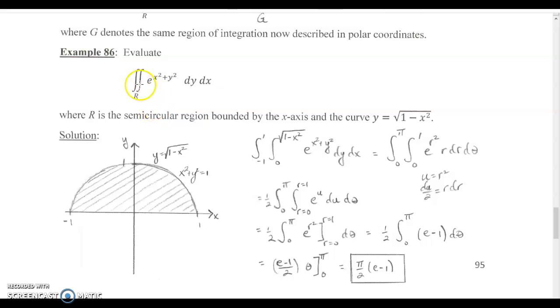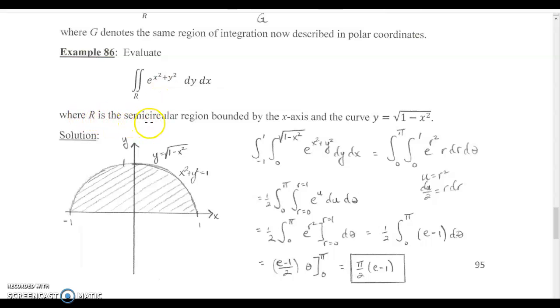Okay, so let's say, for example, we want to evaluate the integral of e to the x squared plus y squared dy dx. Now, we could not evaluate this in terms of rectangular coordinates. This is not integrable to us in terms of rectangular coordinates. So changing it to polar coordinates actually makes it pretty easy.